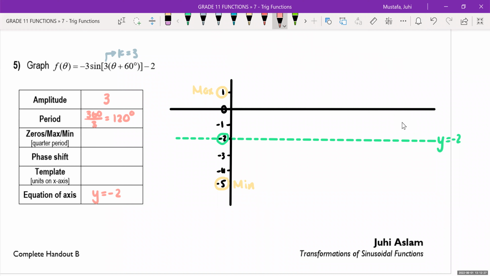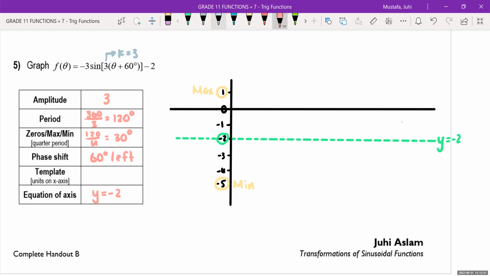Our quarter period is going to be 120 divided by 4, and that means it's going to be 30 degrees. Every 30 degrees, an important switch is happening in the graph. We actually have a phase shift now, and this phase shift is 60 degrees to which direction, the right or the left? Good, it's going to be 60 degrees to the left.